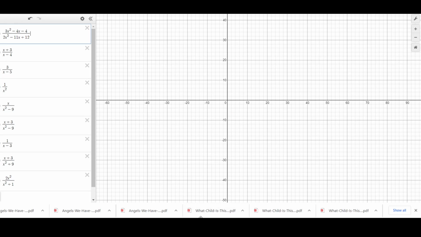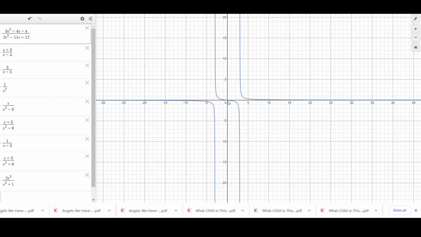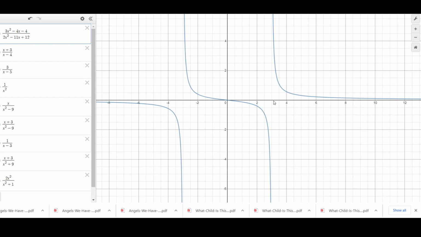Let's take a look if those really are vertical asymptotes. As you can see here, if we zoom in, this is the graph of our function. At x is equal to 3 right here, it is an asymptote. The graph only approaches it, but it never touches it. As you can see here, this is negative 3, so it's the same thing.